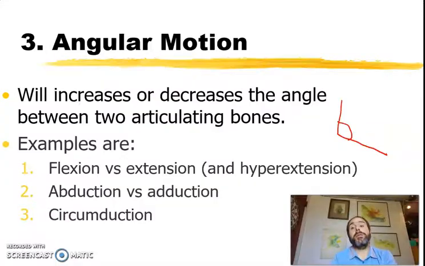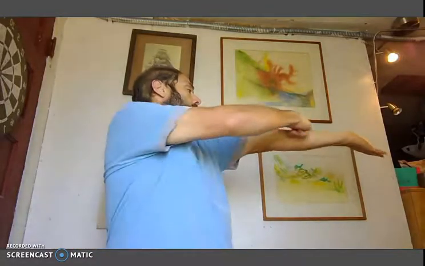We're going to be looking at 3 examples. Flexing and extending. What do those mean? I thought all your muscles flexed. Well, we'll find out. Abduction and adduction, and then circumduction. Oh, that's the hokey pokey motion. Flexion and extension, you have a joint like this. That's 180 degrees.